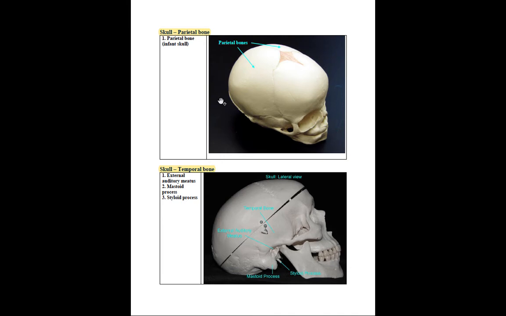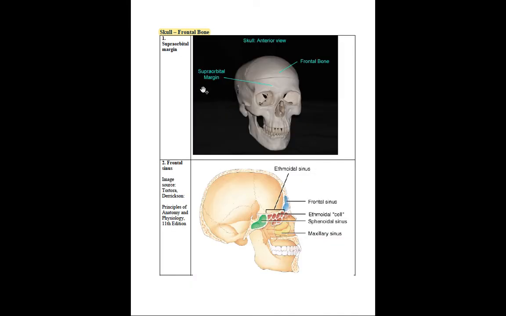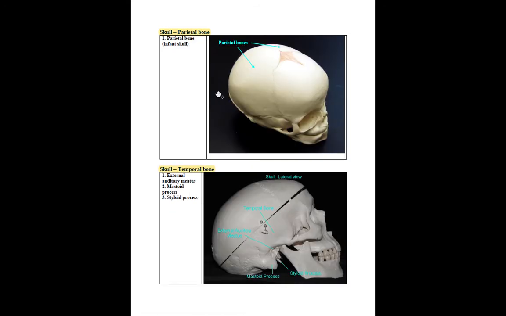For the next, and that's all you have to know for the frontal bone, was just the supraorbital margin and then the frontal sinus. For the parietal bone, I went ahead and used the infant skull since you've seen it already on the adult skull. So I'm going to show you here on the infant skull. Here are the parietal bones. And then you don't have to know any special features for the parietal bones.